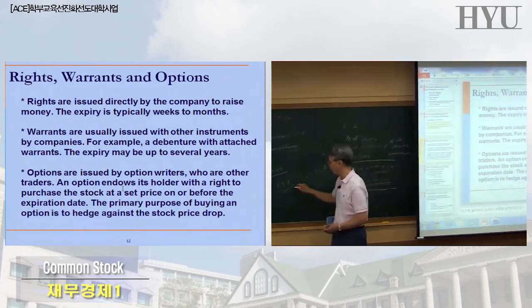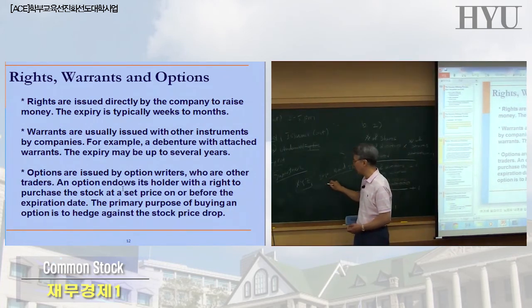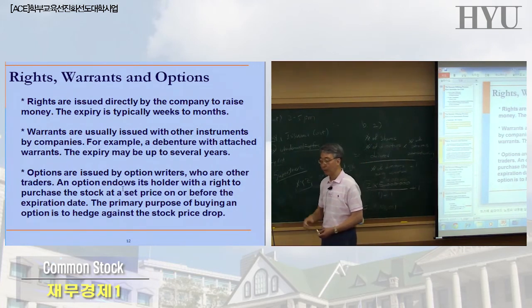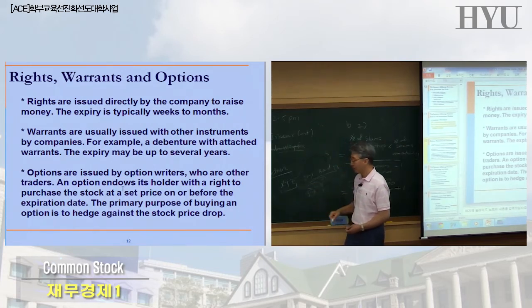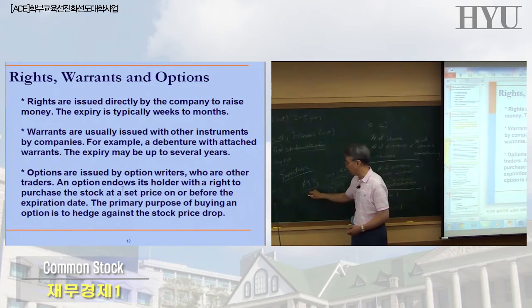So XYZ company may attach some warrants. Warrants are a kind of option, right? If you want, you can purchase the stocks of XYZ company within 5 years at, say, $10. And the current stock price of XYZ is $15 or maybe $10.